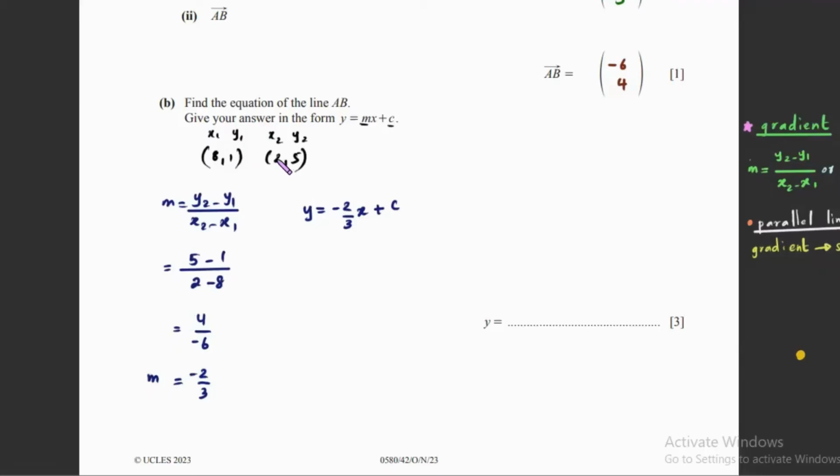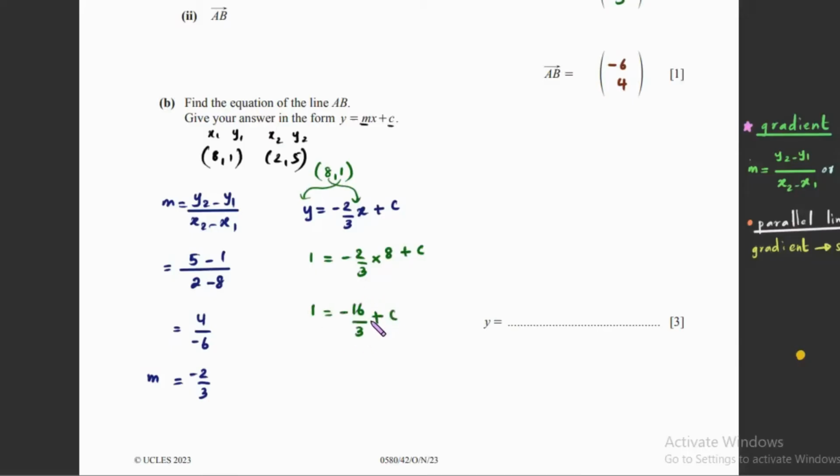It can be (8, 1) or (2, 5). And I need to substitute into the half completed equation, and I need to find what the y-intercept is. So I used point A, which has the coordinates (8, 1). So 1 is equal to -2/3 times the value of x, which is 8, plus c. So this is 1 is equal to -16/3 plus c.